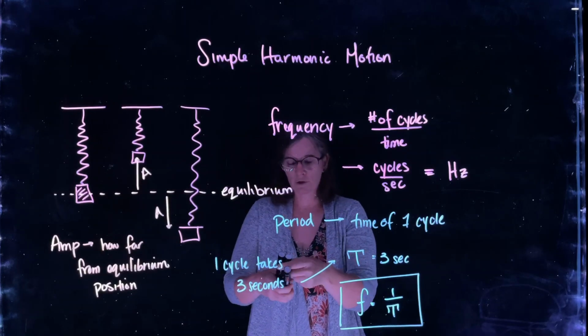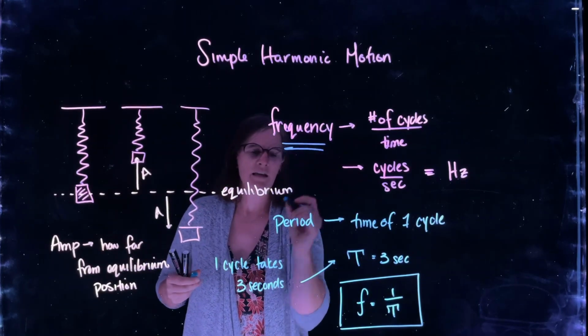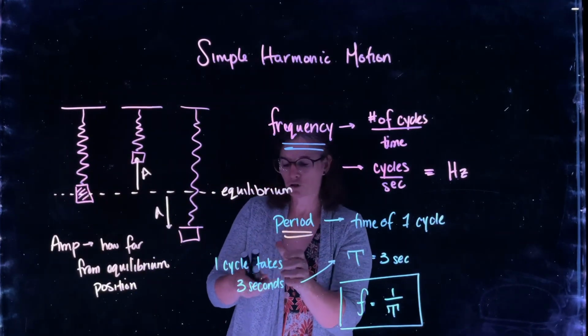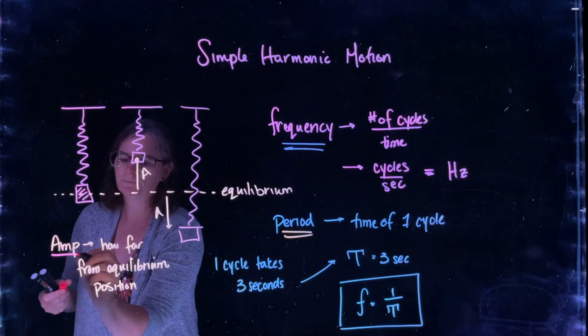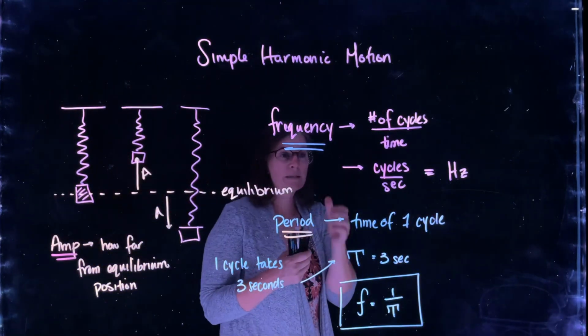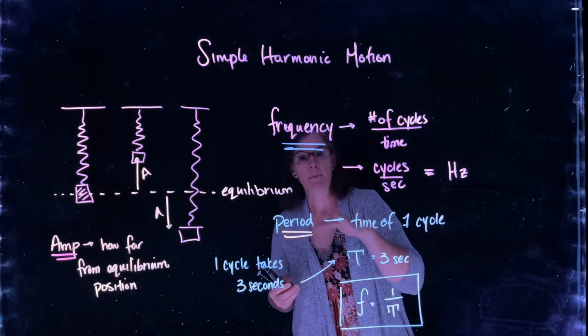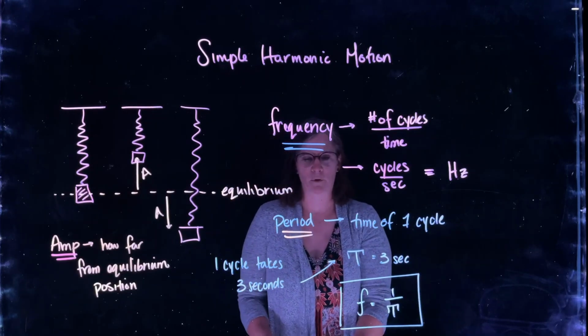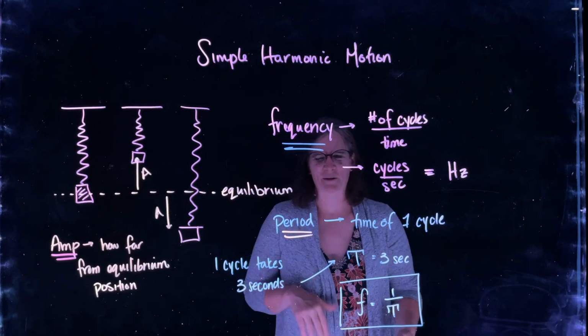All right, so 3 different things we want to think about, 3 pieces of vocabulary to describe our simple harmonic motion. The frequency, the number of cycles per second, the period, the time of one cycle, and the amplitude, how far from that equilibrium position.